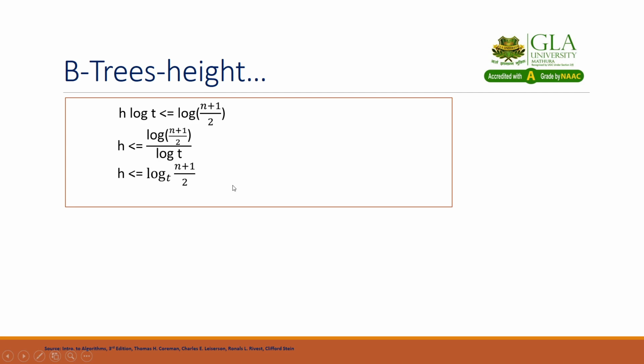So this will be the height computation of the B trees. So if degree t is given and the number of keys is given, you can find out the height, and that height must be less than or equal to this computation.